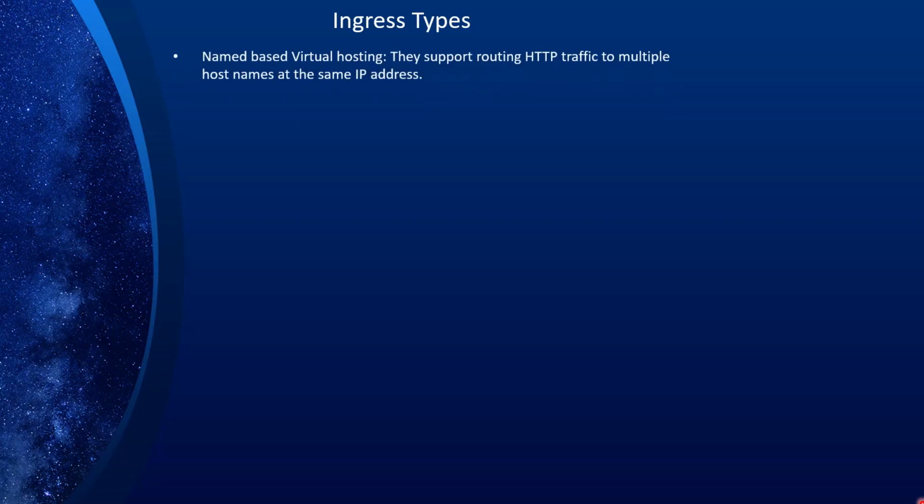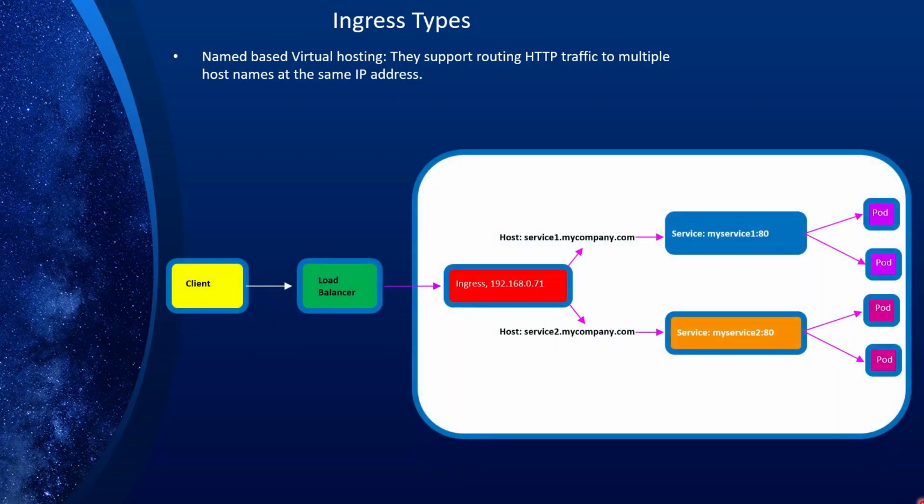Another type of ingress that we can leverage is called name-based virtual hosting. It supports routing HTTP traffic to multiple host names at the same IP address. Let's say we want to expose, again, our service 1 and service 2 through an ingress, but rather than using simple paths to separate between these two, we want to specify a different host name for each one of those services.